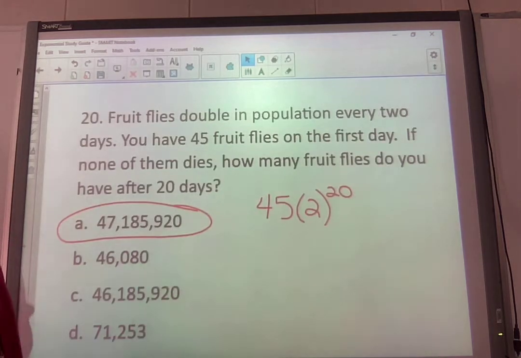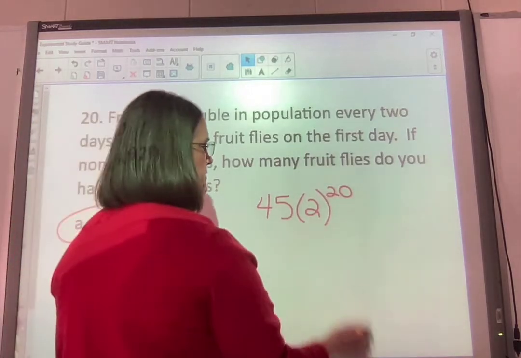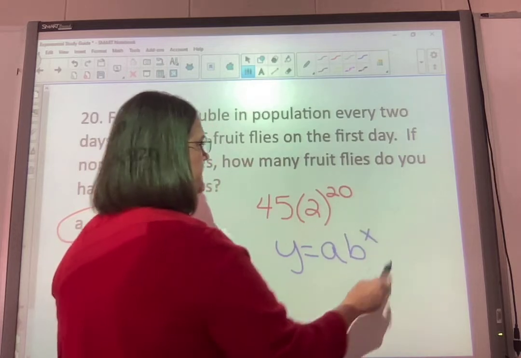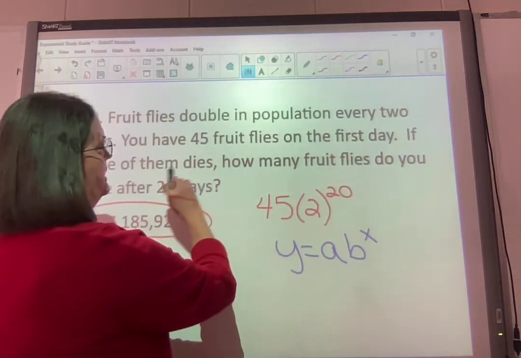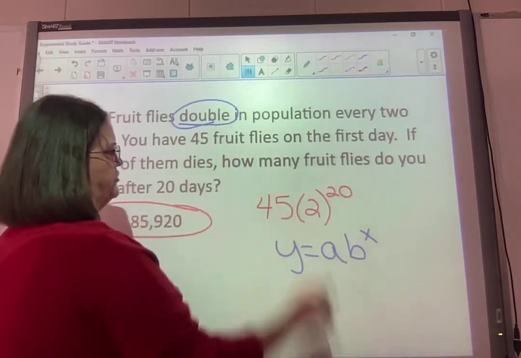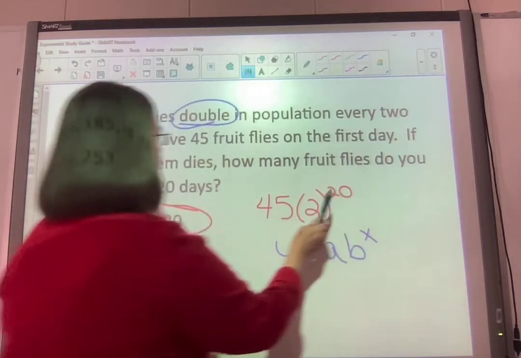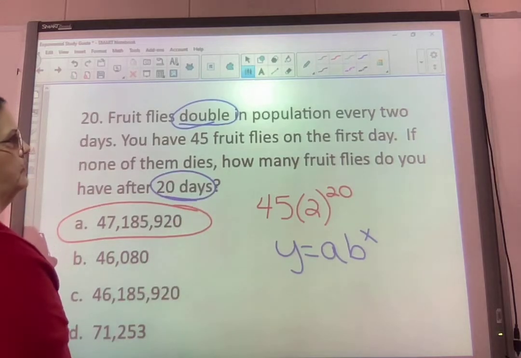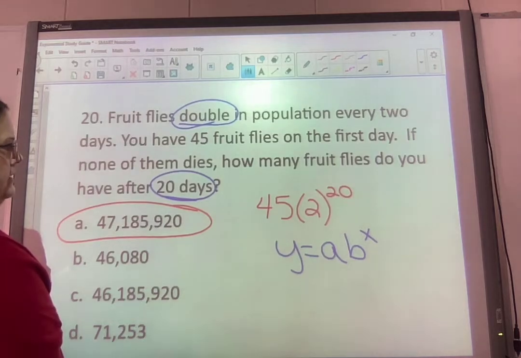Okay, fruit flies double in population every 2 days. You have 45 fruit flies on the first day. If none of them dies, how many fruit flies do you have after 20 days? This is just one that doesn't have a percentage, so you're using y equals a, b to the x. Doubles is your b. That is your b. And then your time is 20 days, and it's doubling every 2 days. I did this one incorrectly.